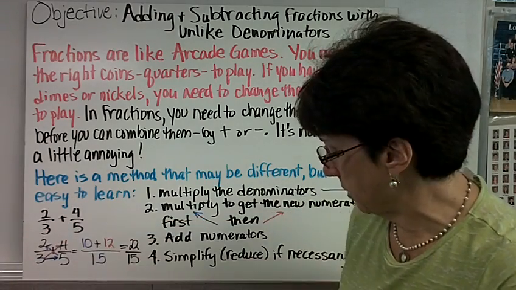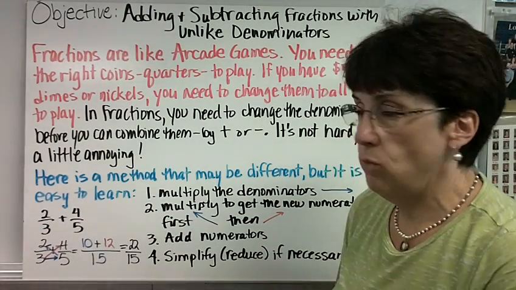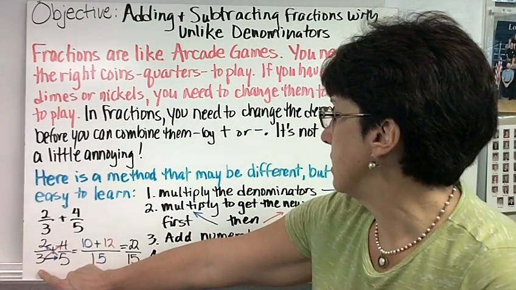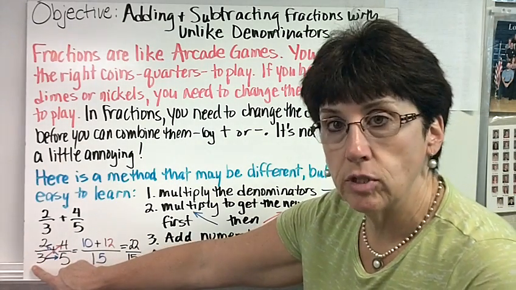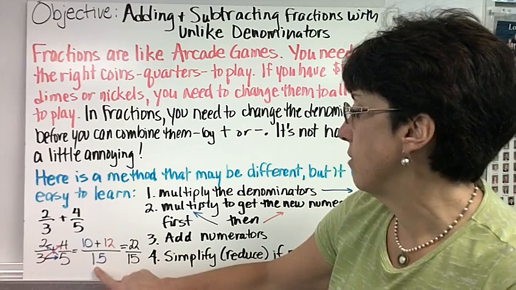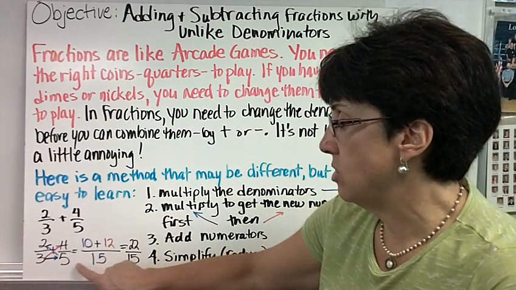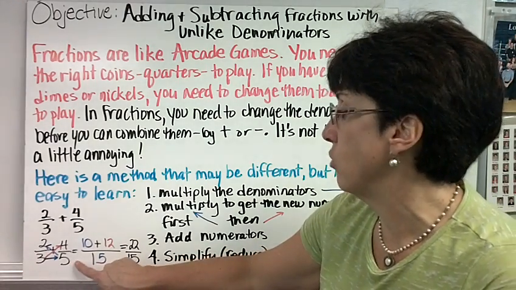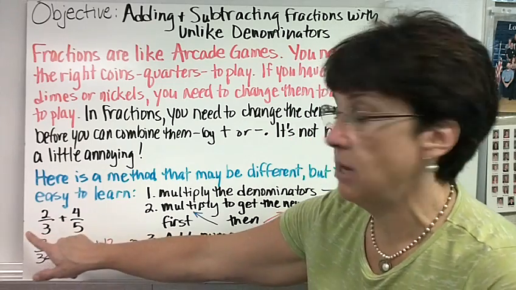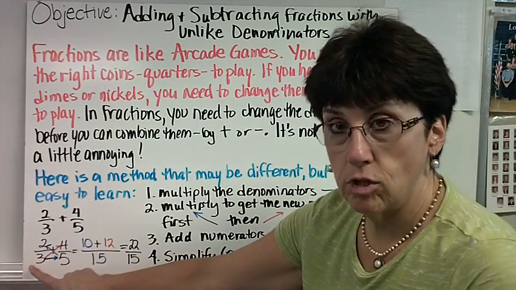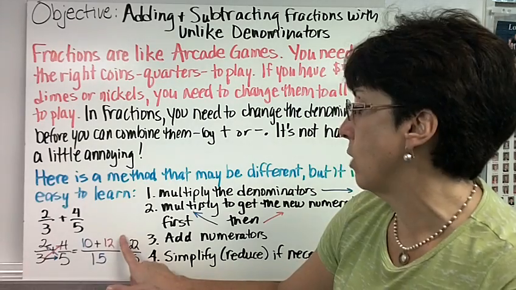So here's our problem. 2/3 plus 4/5. So I rewrote it, and I'll show you what I did. I said multiply the denominators. That's my blue arrow. 3 times 5 is 15. Then, since you stopped on the 5, it's an easy way to remember. Now we go to the left. 5 times 2 is 10. And then multiply the other way. 3 times 4 is 12.